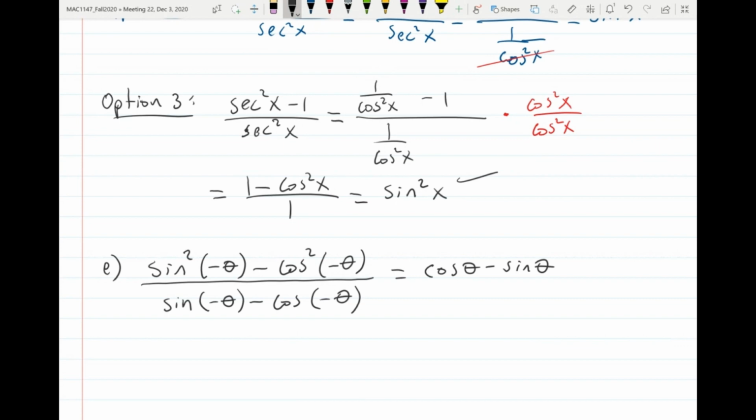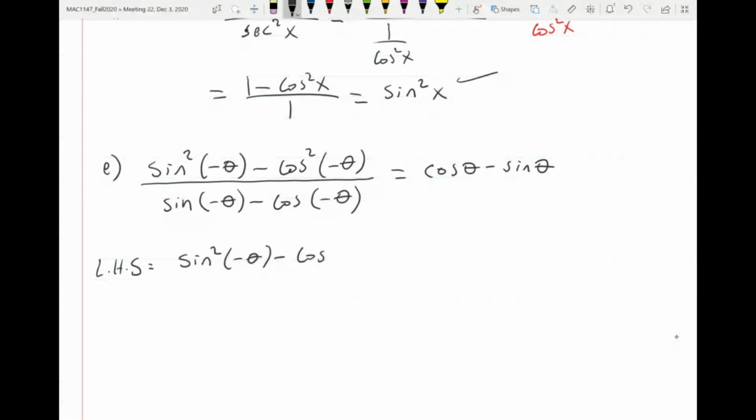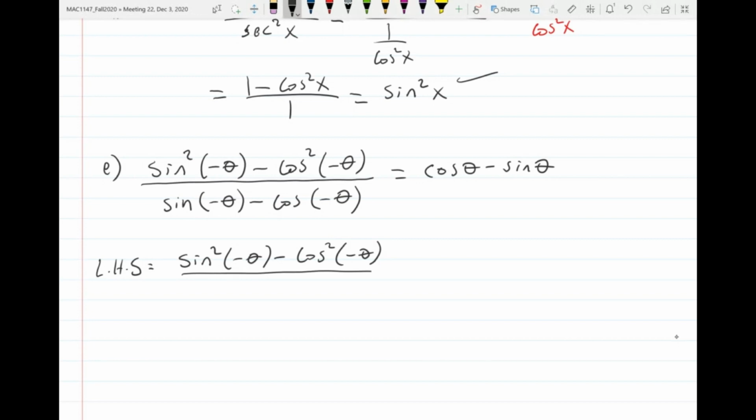Okay, so just by looking at this, you should realize that we begin with the left-hand side. Then we first are going to use a bunch of the even odd identities, and then we see what to do from there, okay? So let's see, left-hand side is sine squared of negative theta minus cosine squared of negative theta over sine of negative theta minus cosine of negative theta. All right, so let's get rid of all of those negative thetas. And the reason why we're doing that is because on the right-hand side, there is no negative theta, okay?